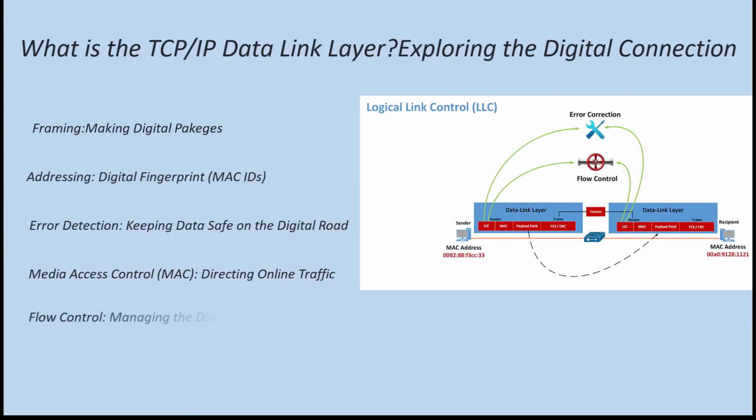Flow control. Imagine the data link layer as a conductor in a digital symphony. It controls how fast data moves between devices, preventing overload. This helps things run smoothly, keeping the information flow in harmony.